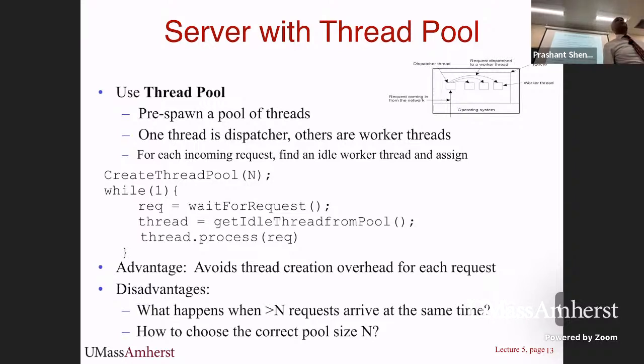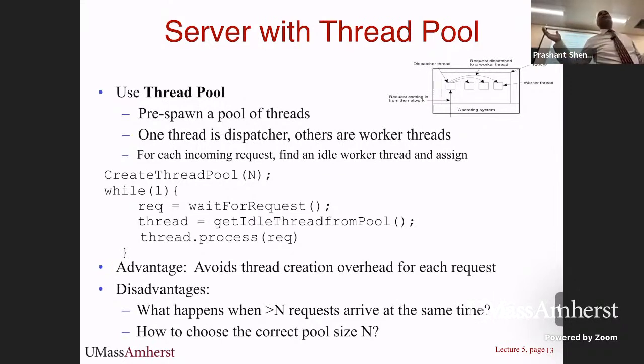In the thread per request model, that was not the case, because you could always create a new thread. It doesn't matter how many requests are coming in at the same time; each request gets a new thread. So there was no problem. Here you pre-spawned n threads. If n is very large, that condition may never arise. You can say I'm going to create a very large thread pool, and you may never get that many concurrent requests, so there is no waiting.